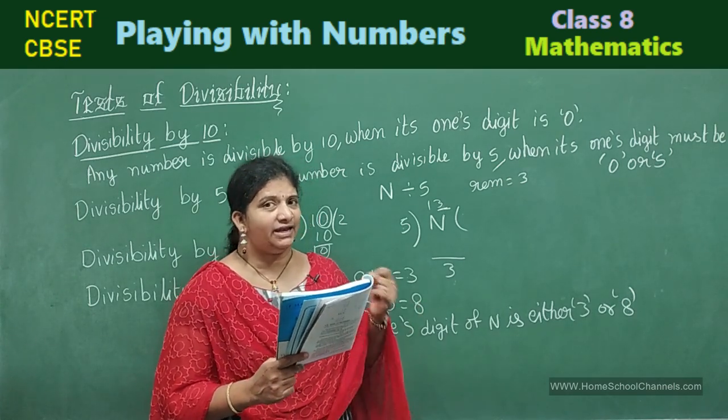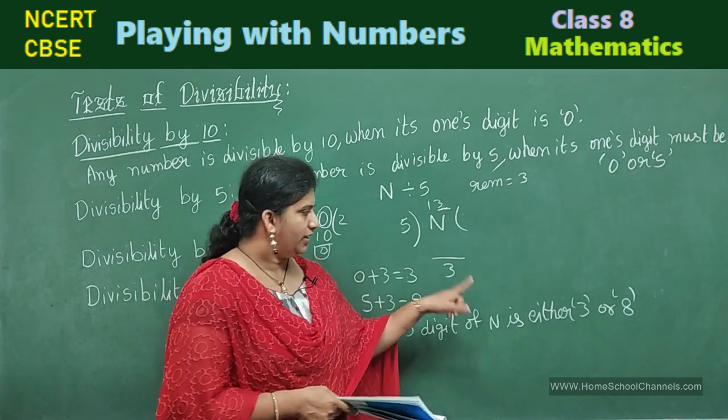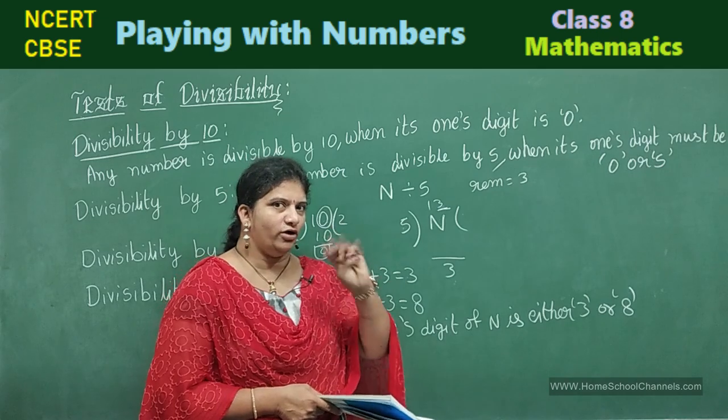Let's see the third one also. If n divided by 5 leaves a remainder 4. Remainder is how much now? 4.